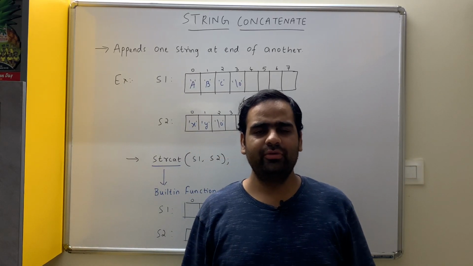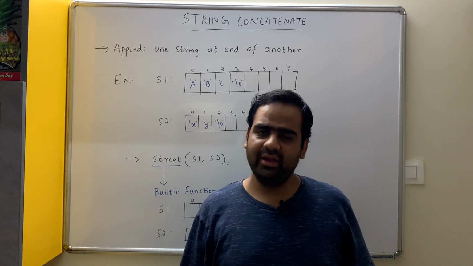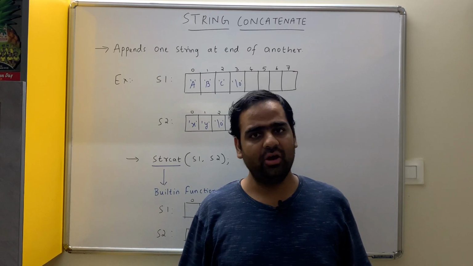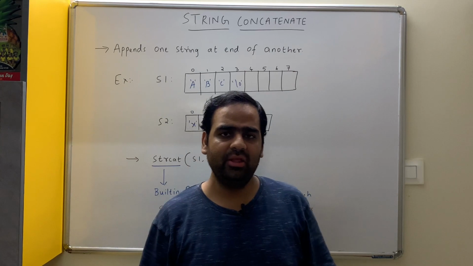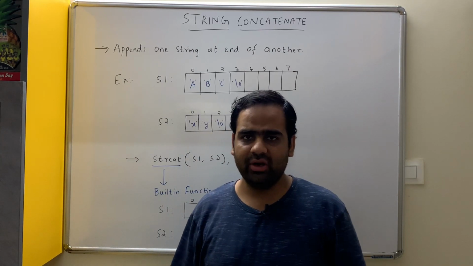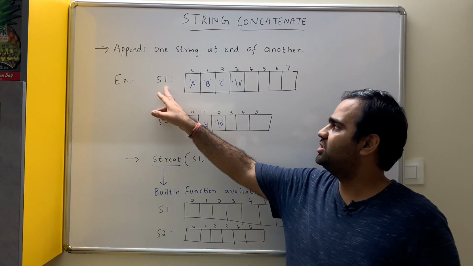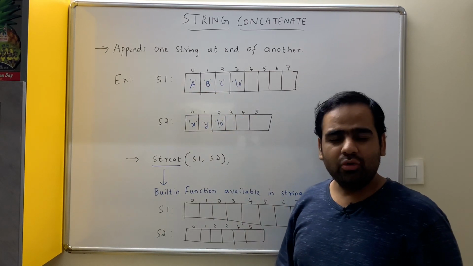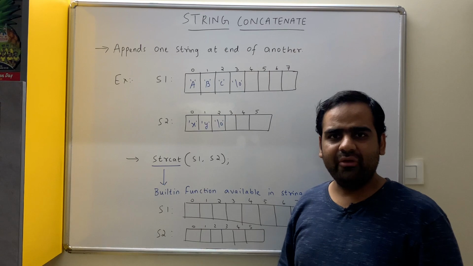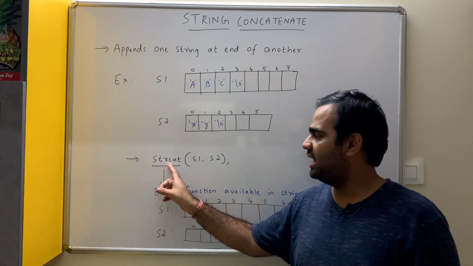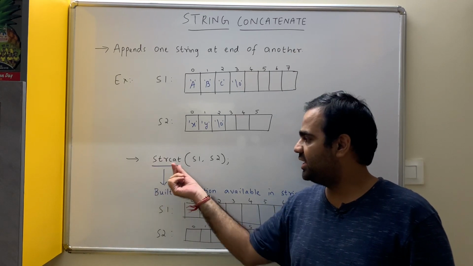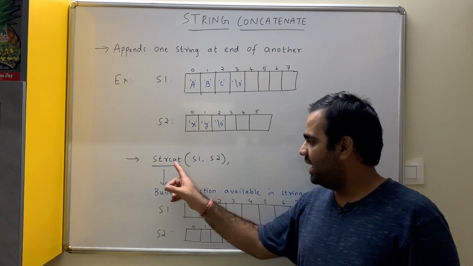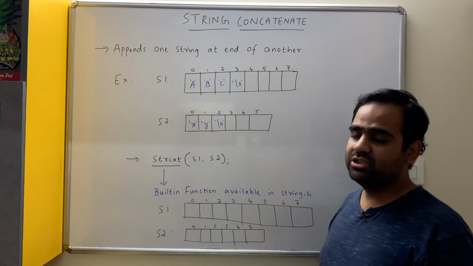In this video we will see how do we concatenate one string at the end of another. Concatenate means append one string at the end of another. Say for example, if I say string 1 is ABC and string 2 is XY. Now to concatenate two strings we have one built-in function called strcat. str means string, cat is concatenate, and this function is available in string.h.